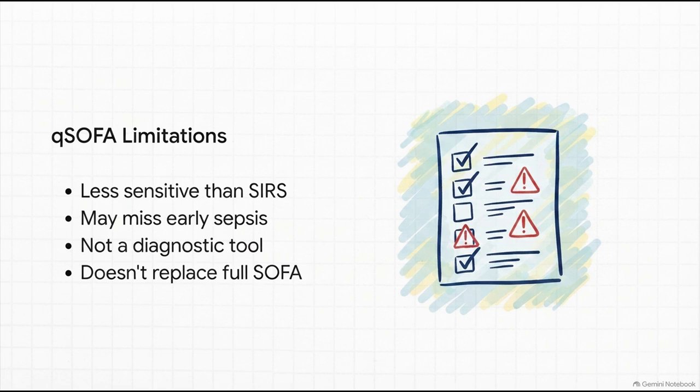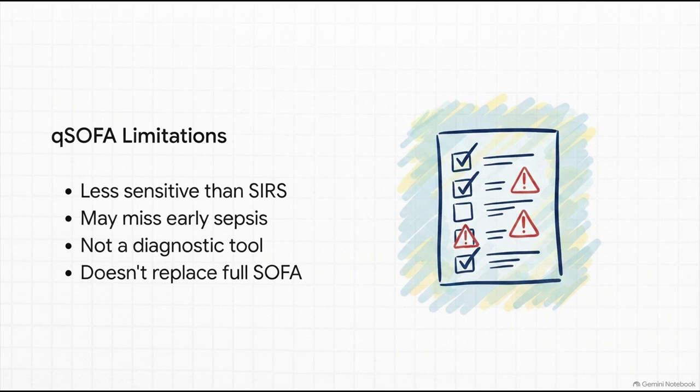First off, qSOFA is actually way less sensitive than the older SIRS criteria. Because it's less sensitive, it can completely miss early-stage sepsis. If a provider just sits around waiting for a qSOFA score of 2 to start sepsis treatment, they might be acting way too late. Plus, it absolutely does not replace clinical judgment. A physician can totally diagnose sepsis even if the qSOFA score is a flat 0.